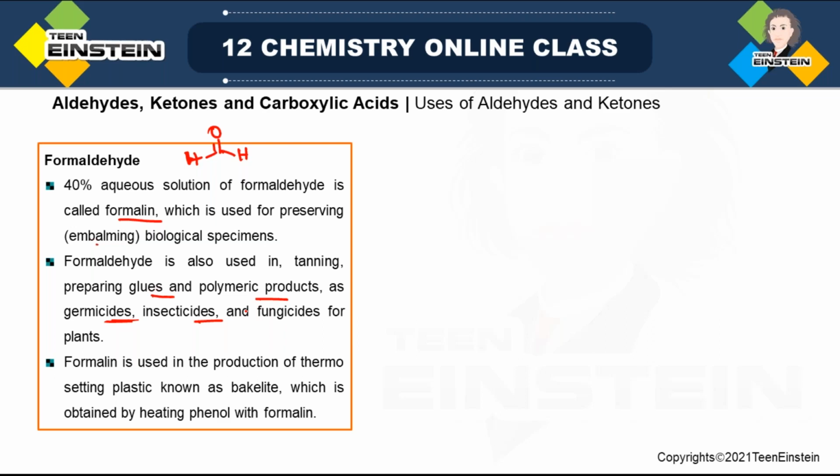Then formalin is used in the production of thermosetting plastic. Thermosetting plastic is basically one that when you heat it, you can change its shape, and once it is cool, that is in cold condition, it is in solid form. Now you cannot change its shape. So only in heated condition you can change its shape. So this is known as thermosetting plastic, and formalin is used for this. And this plastic is also known as bakelite. So how is formalin used? Basically, when we heat phenol with formalin, phenol being a benzene ring with OH, we get this type of polymer. It is actually a polymer.